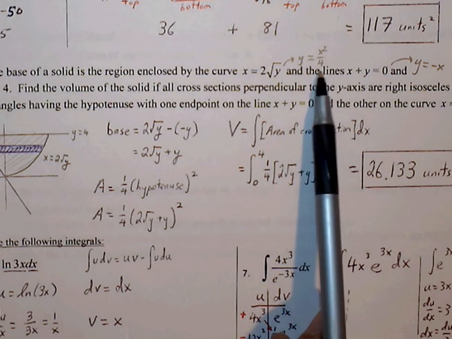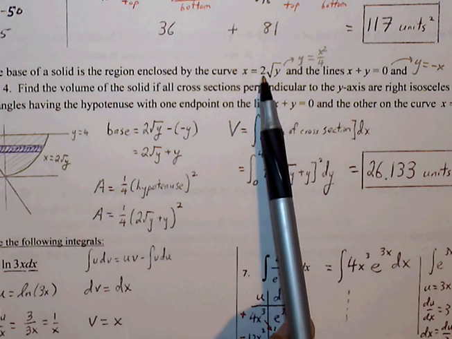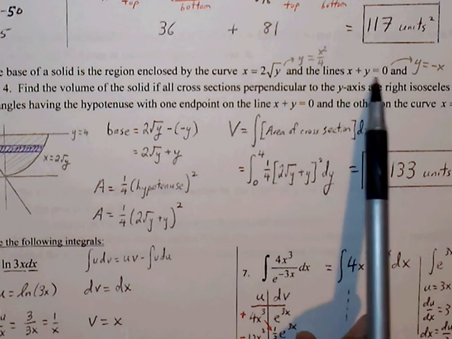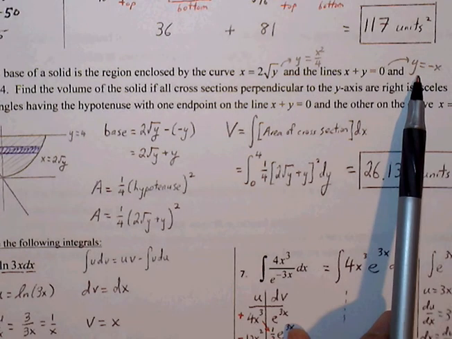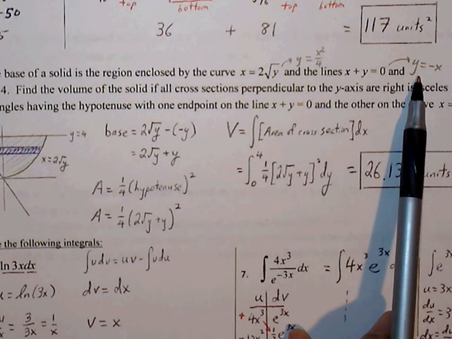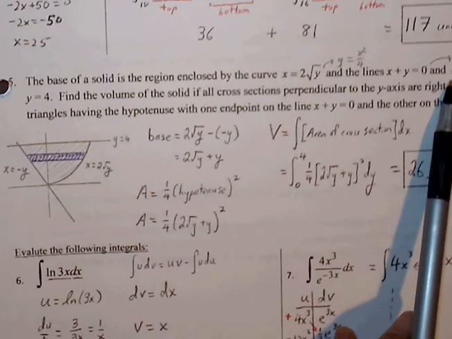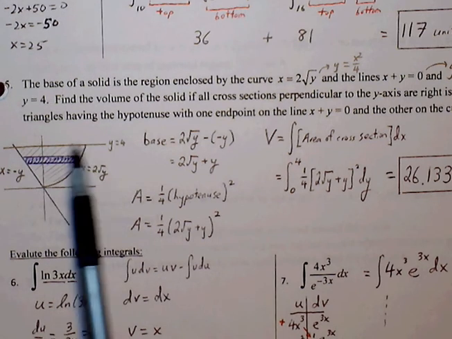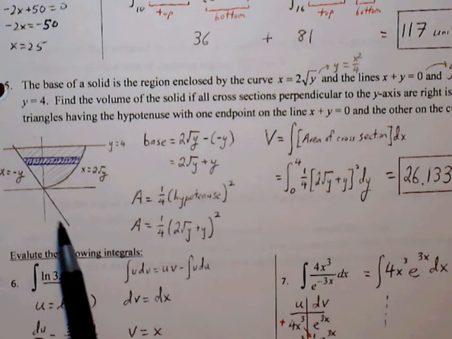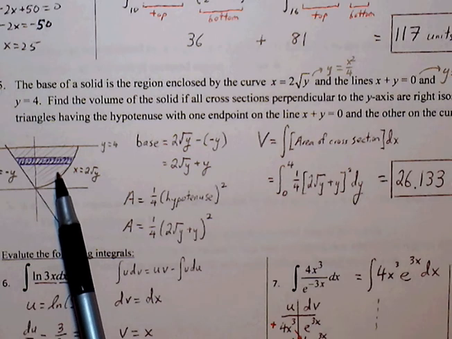This is going to be a parabola, but it's only going to be a parabola in the first quadrant, because there's only a positive 2 root y. X plus y equals 0 is the same thing as y equals negative x, which is simply going to be a linear graph with negative slope. And the line y equals 4. So here is my x equals 2 root y. Here's y equals 4. And here's x equals negative y. So we've identified the shaded region.